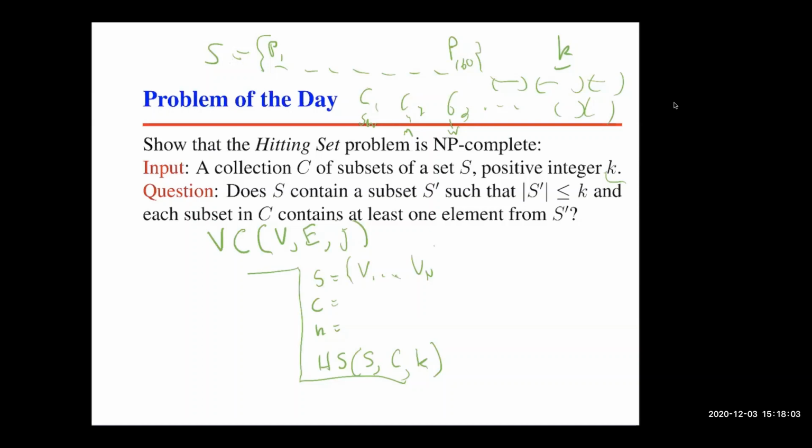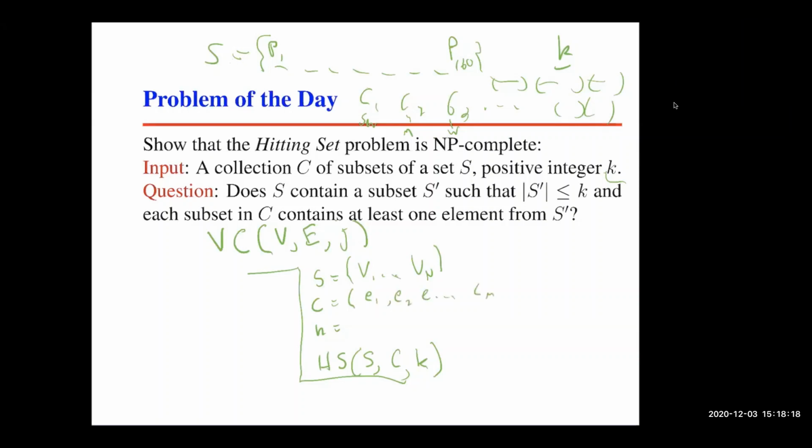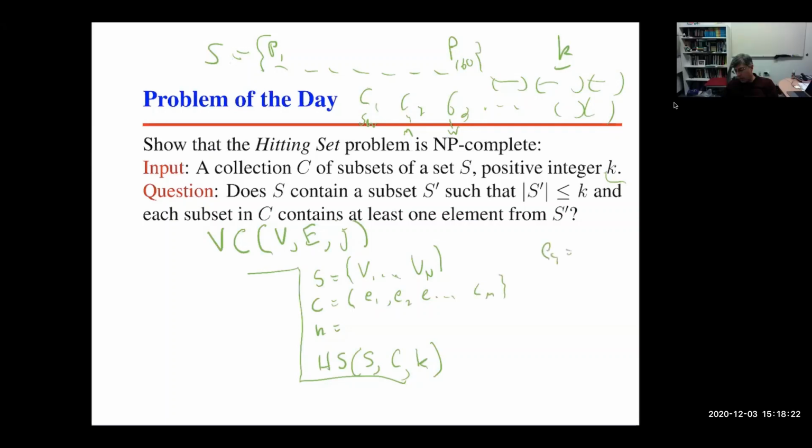The collection, each subset in the collection is an edge. So if you have an edge with i and j, you'd put i and j in the subset. So E1, E2 dot dot dot Em, and each edge Ei is going to be equal to X comma Y. It's a pair of vertices, right? And what is K? J.